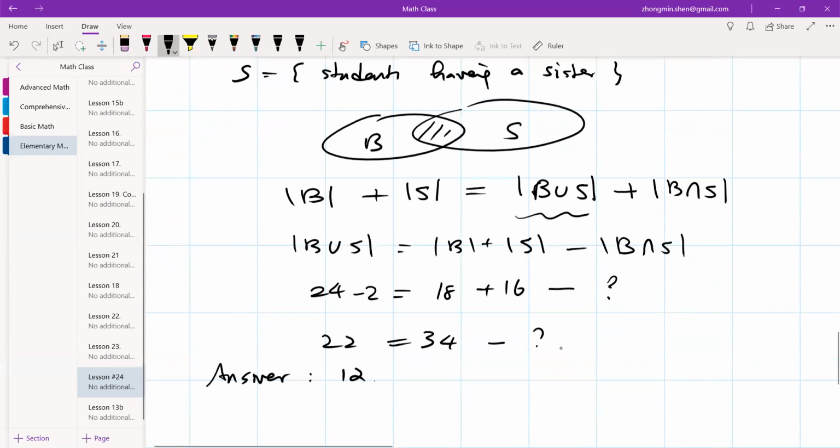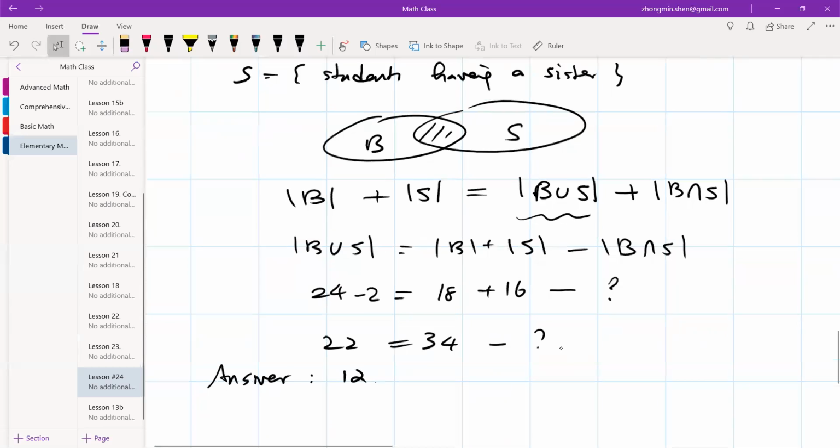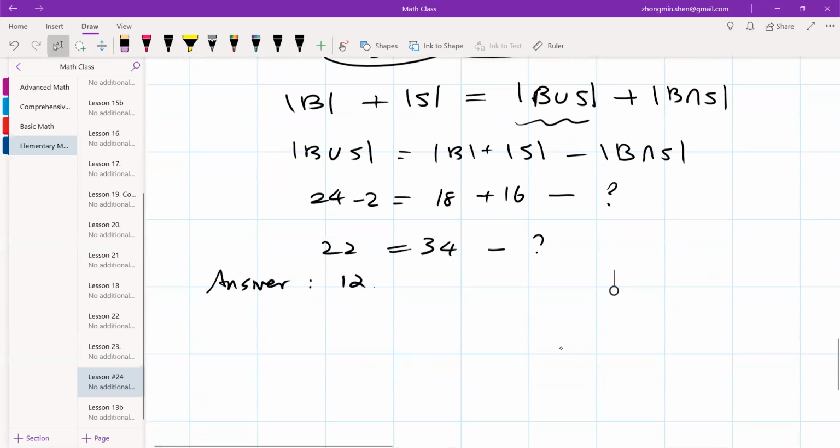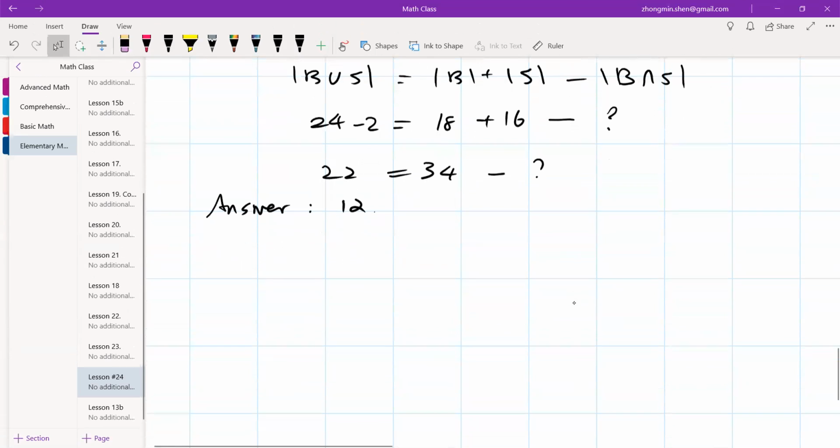All right, so this is a very important type of set problem: how to count the intersection. This formula will be used over and over again. For example, when we're talking about numbers divisible by 4 and numbers divisible by 3, how many numbers are divisible by both? Something like that.